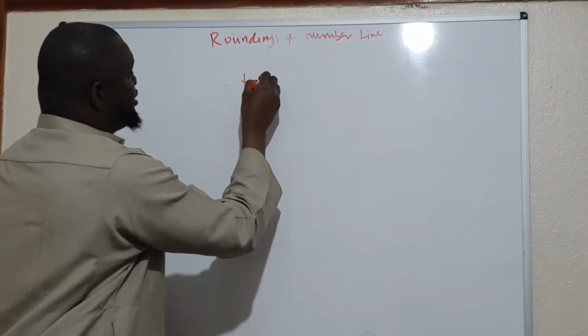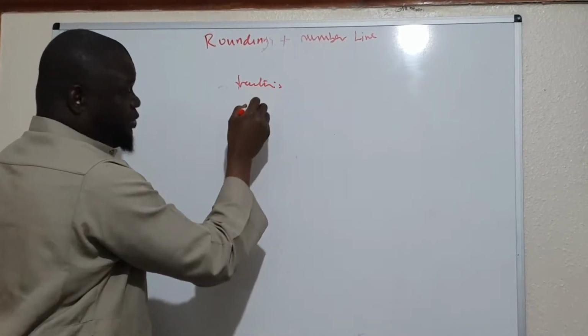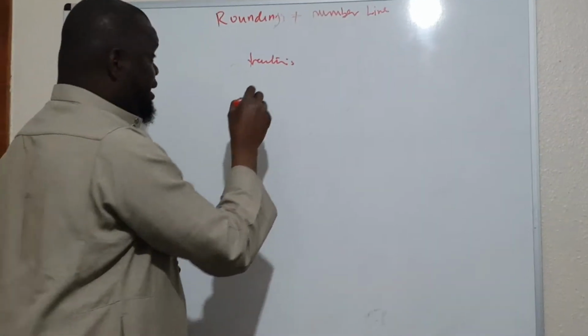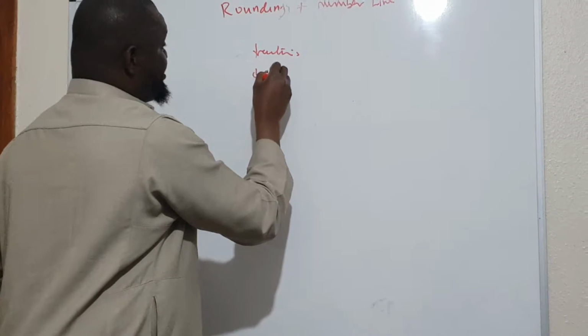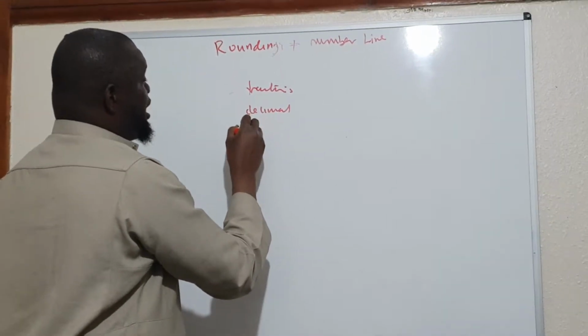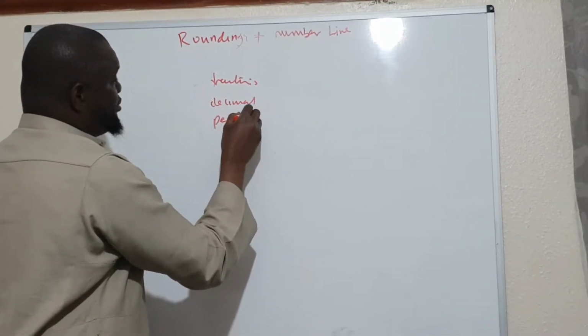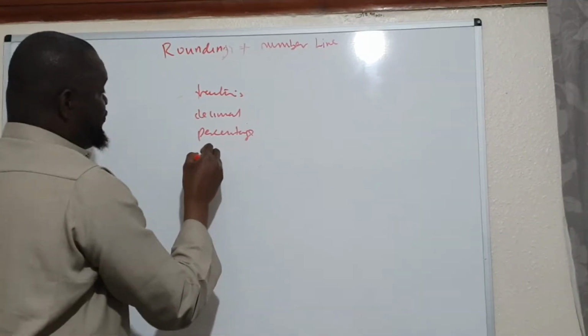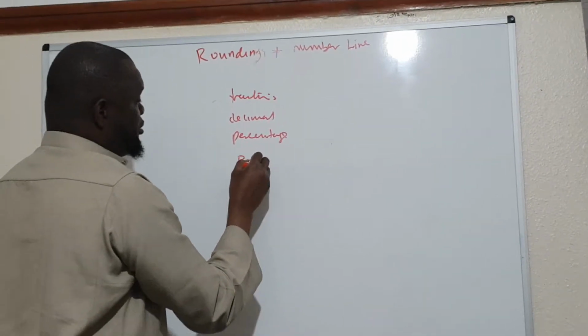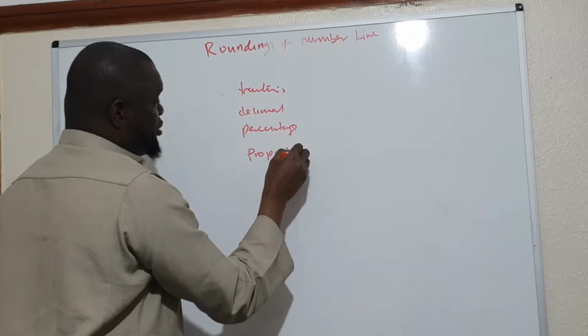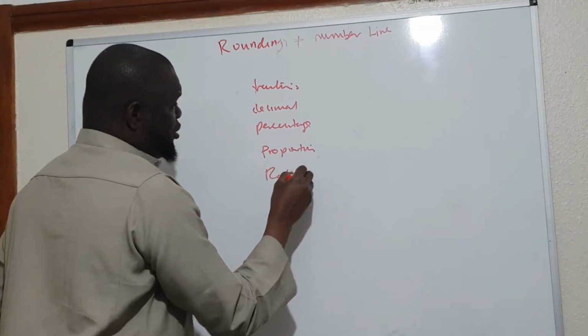Fractions under this. Don't say that fraction is so easy. We are going to look at it on the various topics, okay? Decimals, okay? And percentages. Percentages and proportion, isn't it? Proportion and ratio. What about proportion?